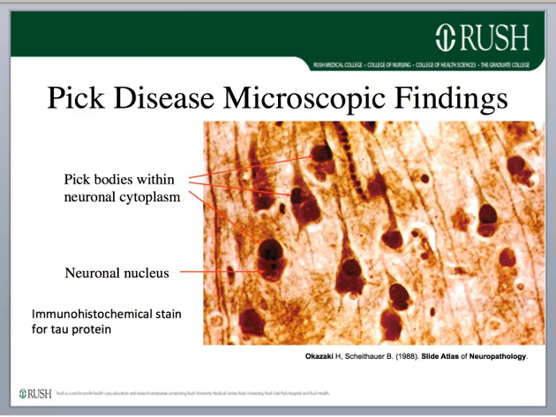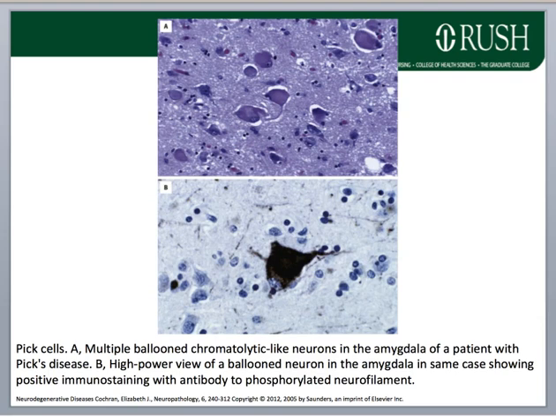This is an immunohistochemical stain for tau protein, again demonstrating Pick bodies within the neuronal cytoplasm. These slightly less intense staining are the neuronal nuclei. And finally, these images demonstrate Pick cells. In the upper image, you can see multiple ballooned, chromatolytic-like neurons in the amygdala of a patient with Pick disease. The lower image shows the same type of cell, only this time with immunostaining to phosphorylated neurofilament.